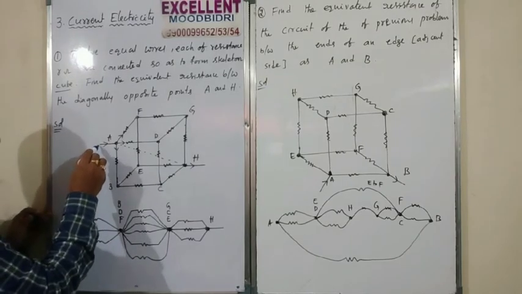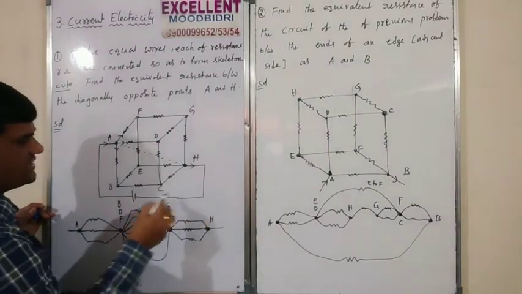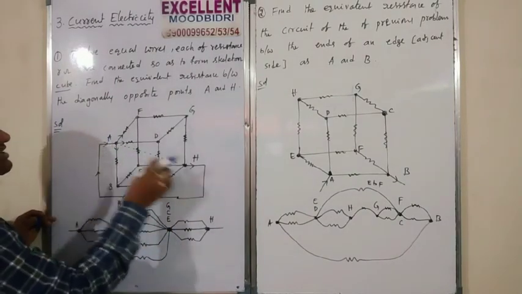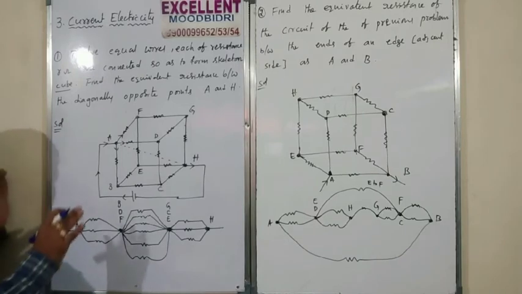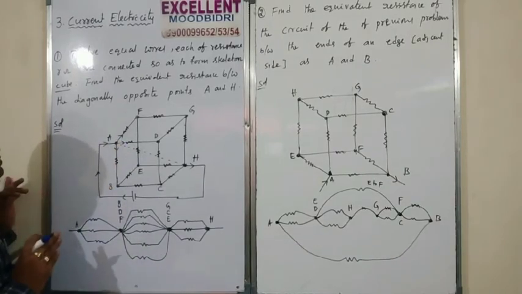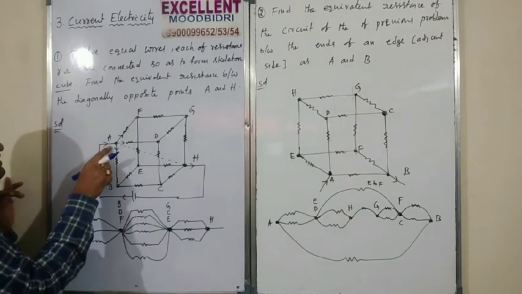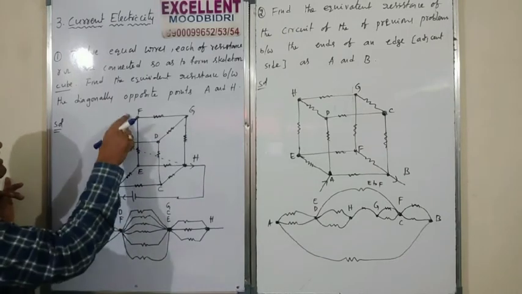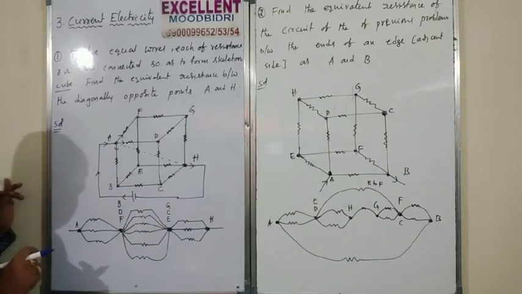Here I can connect a battery in this direction. So in this direction, what is the current, and what is the equivalent resistance between A and H? Now we have to identify the current distribution and everything here. The points are named A, B, C, D and E, F, G, H. I am asking the question: between A and H, what is the equivalent resistance?